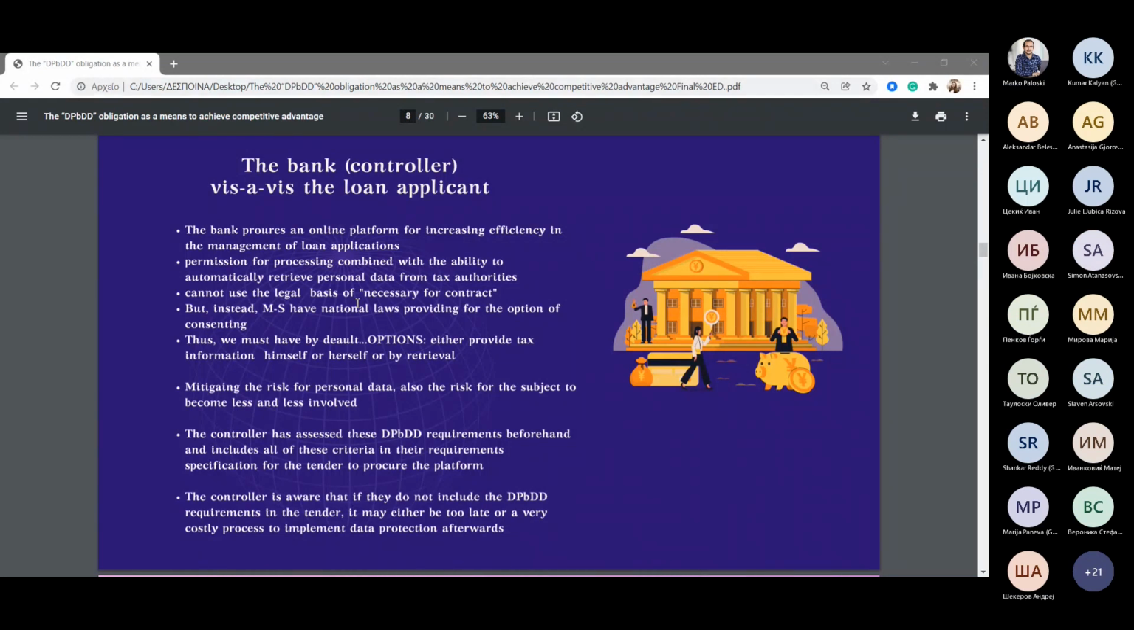So, in terms of the lawfulness principle, excuse me. Can you see the screen? Yes, you are the bank.